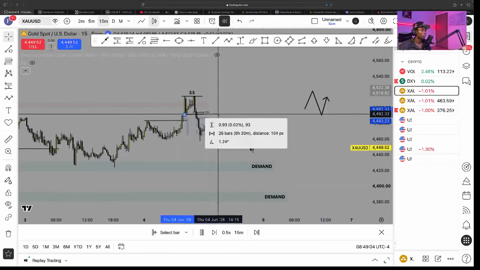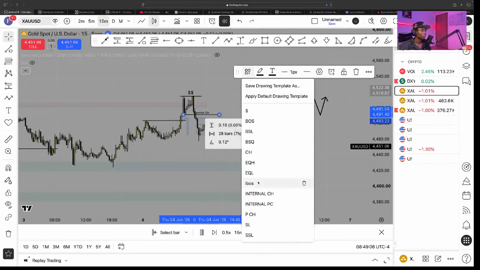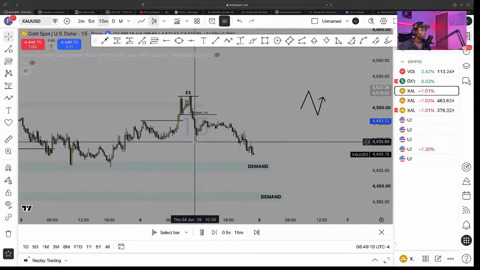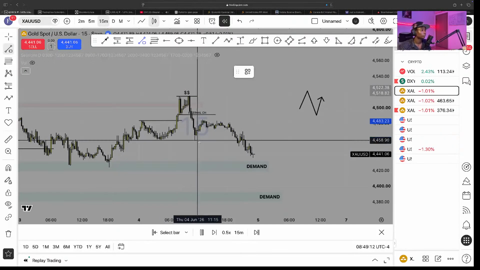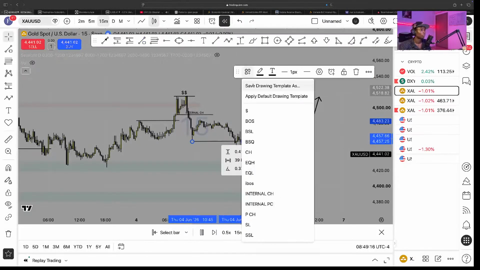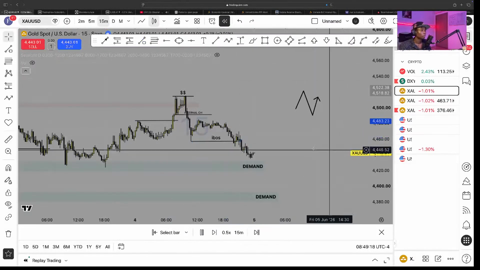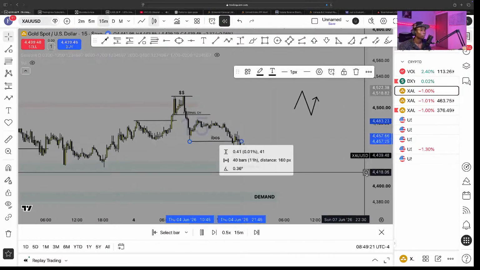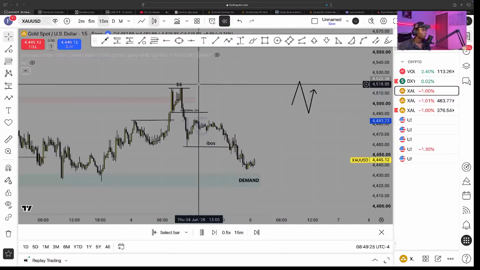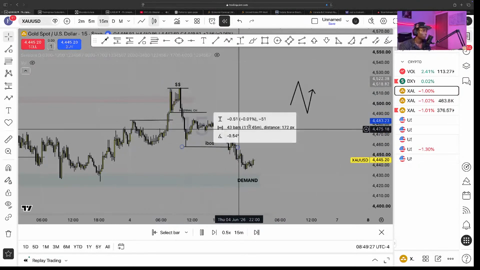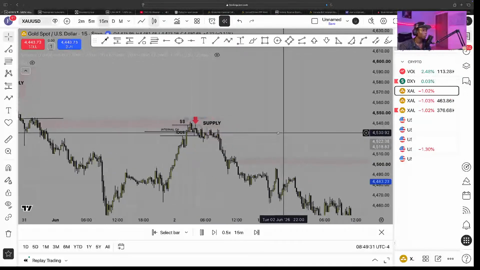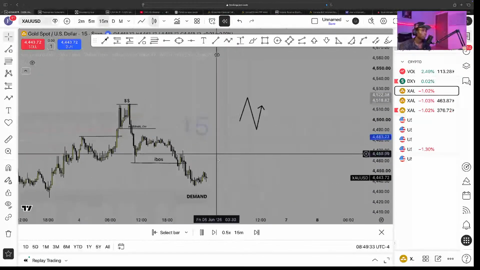This place is now my internal CH, and this place is now my internal BOS. So you guys can see I have 1, 2, 3. Same thing I had at this point, 1, 2, 3. So I'm just waiting for this pullback. I need a pullback.